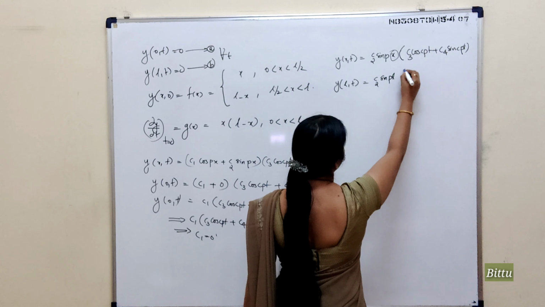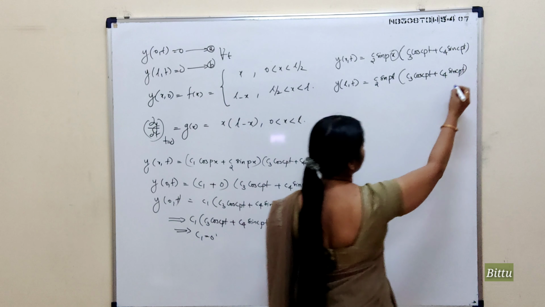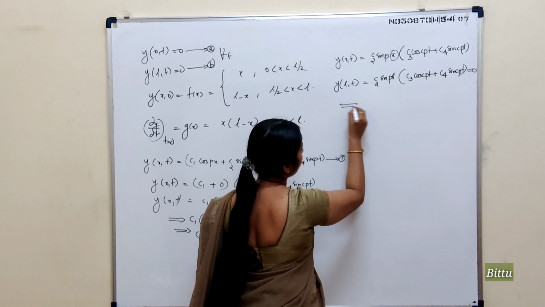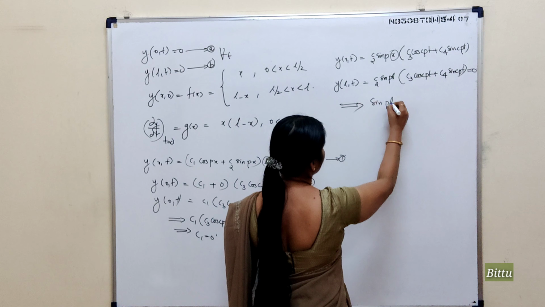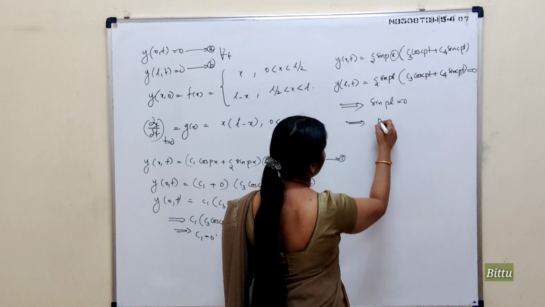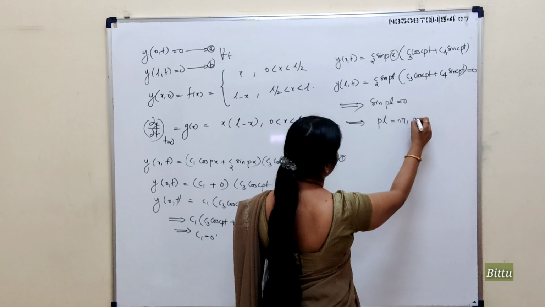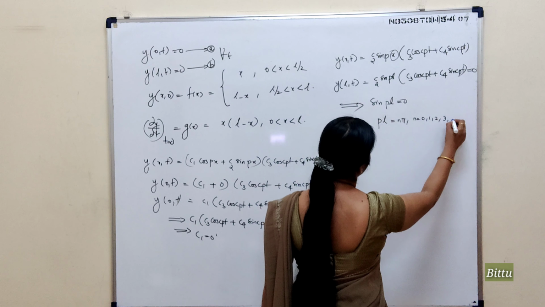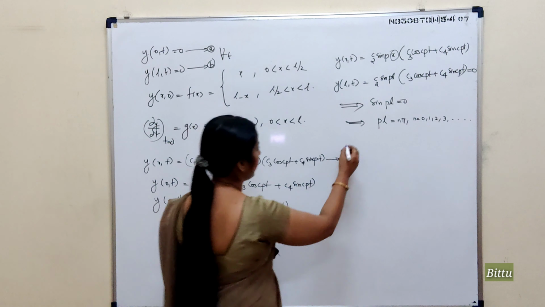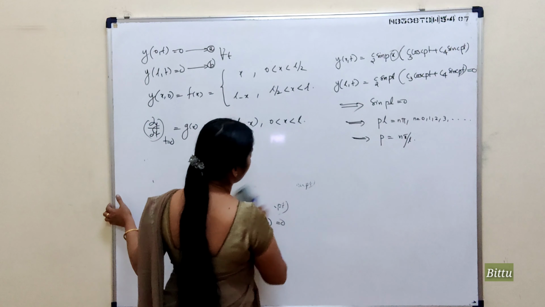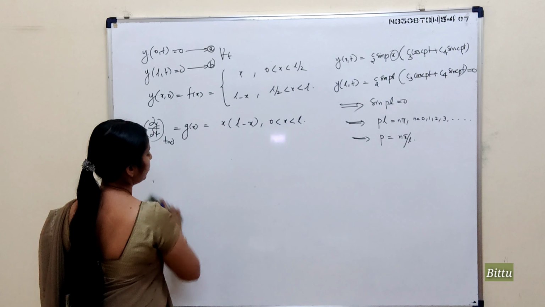Given y of L, t is 0, which implies this is equal to 0. This implies, as I mentioned earlier in previous videos, sin PL is 0, which implies PL is equal to n pi for n equal to 0, 1, 2, 3, etc. Next, our unknown is P, so P is n pi by L. You put P equal to n pi by L in equation number 2.